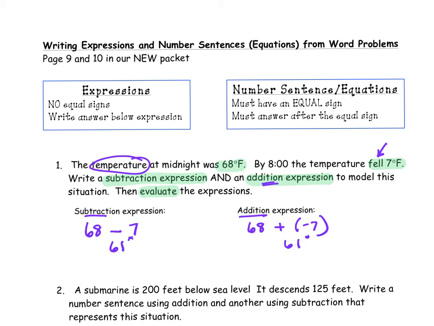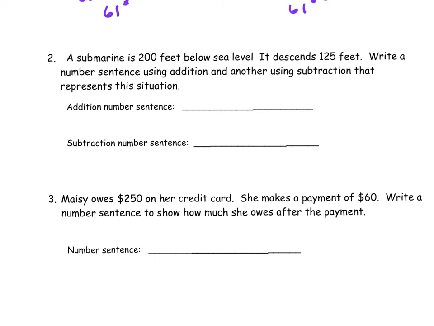So let's look at the next problem, number 2. A submarine is 200 feet below sea level. It descends 125 feet. They want us to write a number sentence, which means it must have an equal sign, and they want us to write one using addition and another using subtraction.